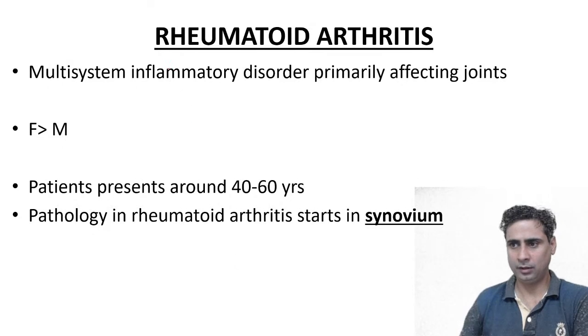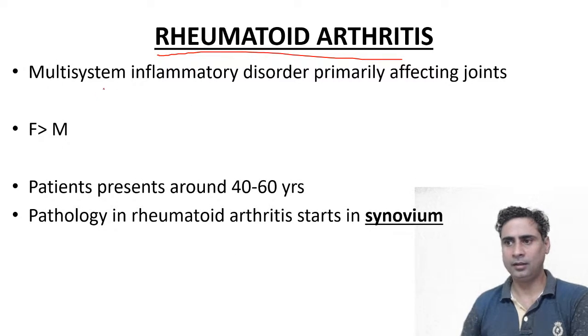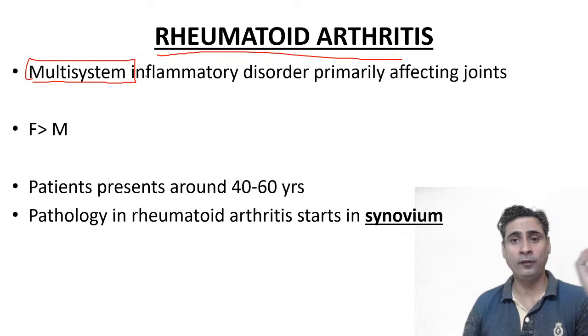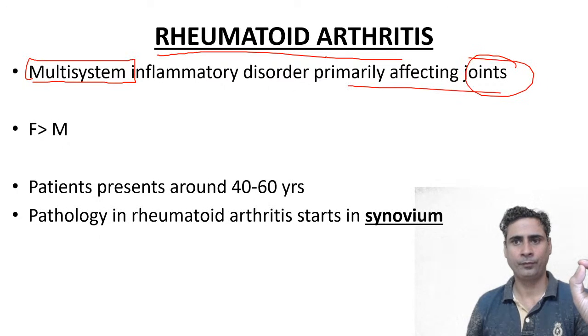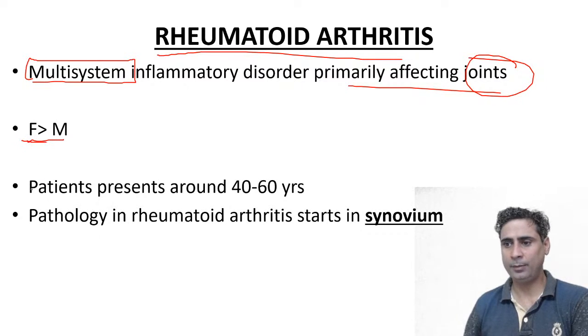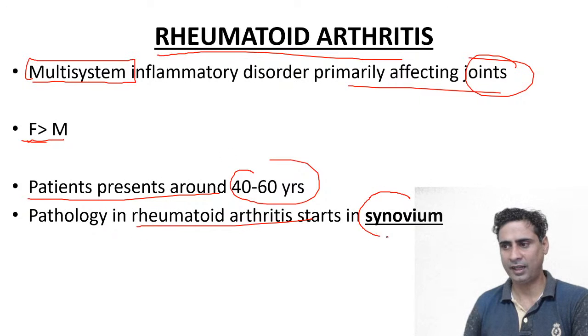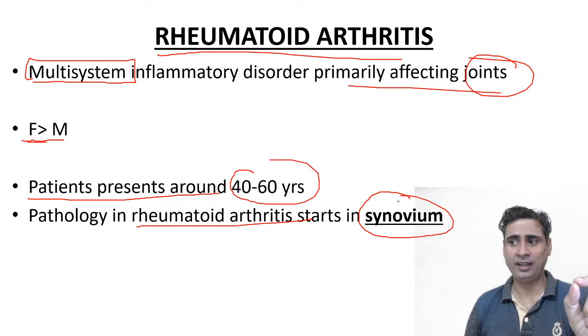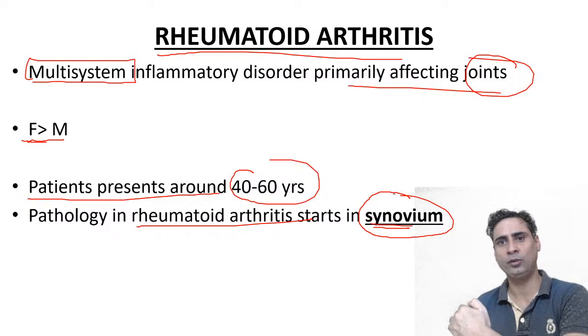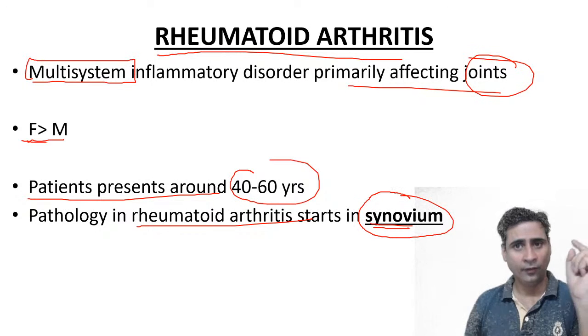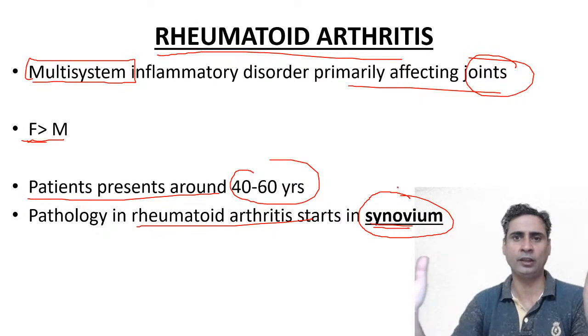Now the next important joint disorder is rheumatoid arthritis. It is a multi-system disorder involving so many systems, not confined to the joint, but the primary target is the joint. Females are affected more than males and patients usually present around the age of 40 to 60 years. In contrast to osteoarthritis, where the primary target is articular cartilage, in rheumatoid arthritis the primary target is synovium. So the initial event will be synovitis. Later on there is articular cartilage damage. In osteoarthritis, first there is articular cartilage damage, then there is synovial involvement.